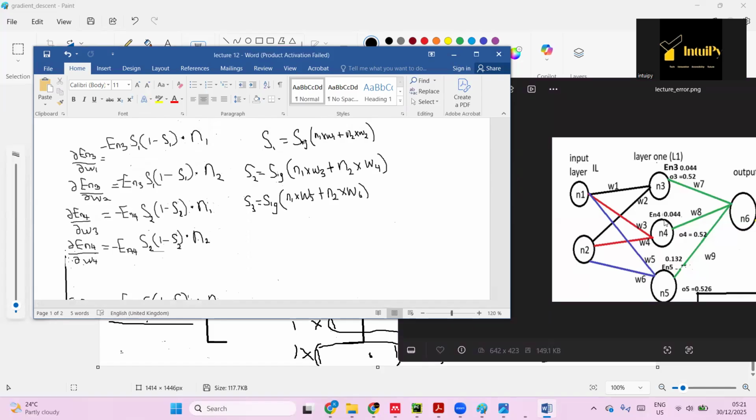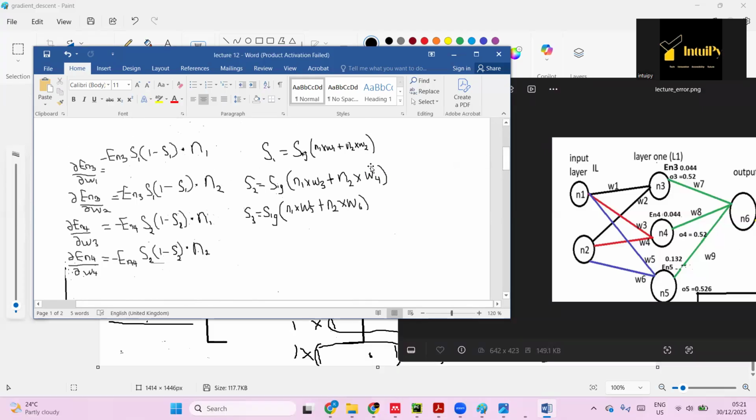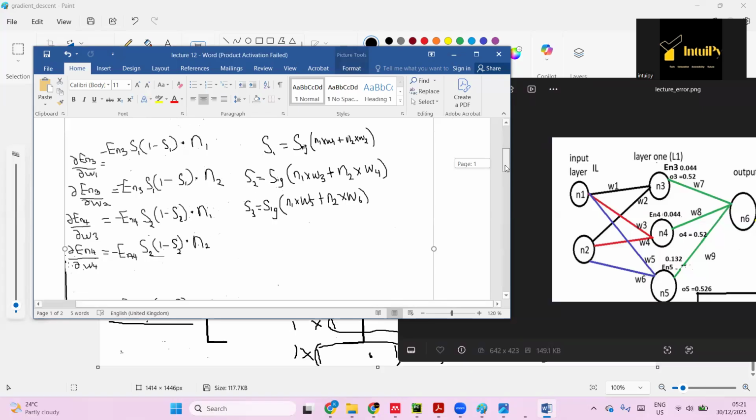I'm sure you know that this node has error EN4. So you reckon with that. So N1 times W3 and then plus N2 times W4. With that, this would give us how much to adjust W3, such that the error EN4 is reduced from 0.044 to, for example, 0.040.